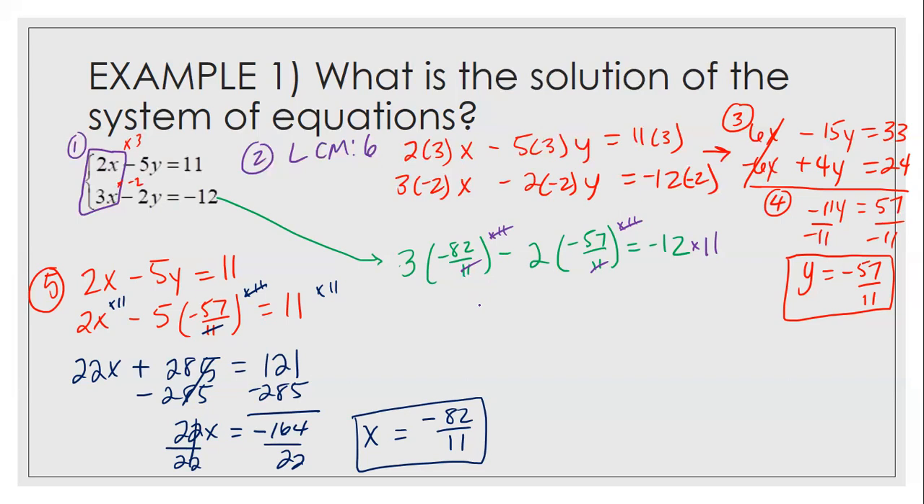So 3 times negative 82 is 246. Negative 2 times negative 57 is positive 114. And this is negative 132. Is this a true statement? Yes. So my solution is negative 82 over 11, comma, negative 57 over 11.